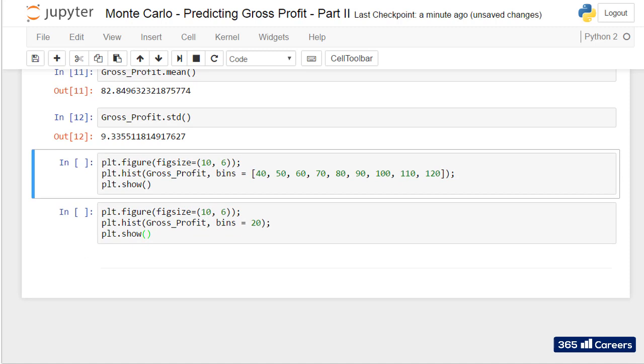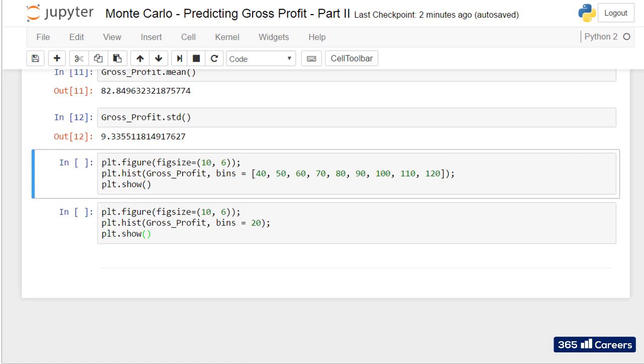The syntax to implement it is identical to the one we used for a regular plot, but the difference is that on the second line after PLT, you need to type hist. Then, you could add many arguments, but two are important. One of them is the value of interest, which, in our case, is gross profit. The other one regards the bins.